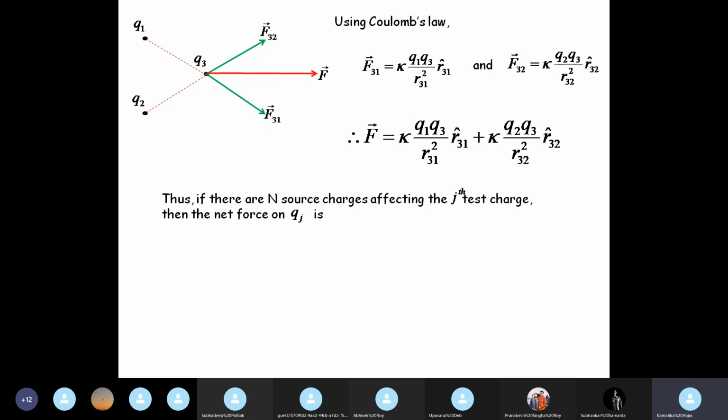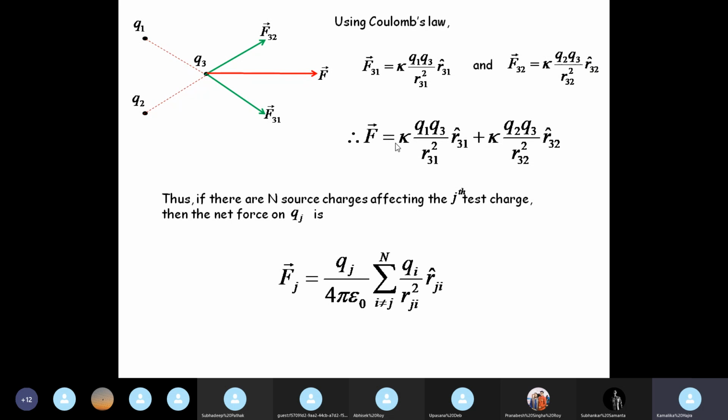So if there are n source charges like this, Q1, Q2, etc., and they are affecting the jth test charge. So in place of Q3, I write Qj, and there are Q1, Q2, Q3, etc., like that, n charges. Then the net force on the jth test charge is given by this. Fj is, see, Q3 is common in both terms. So you can take Q3 out, which means if there are n such terms, you can take Qj, the test charge, out.